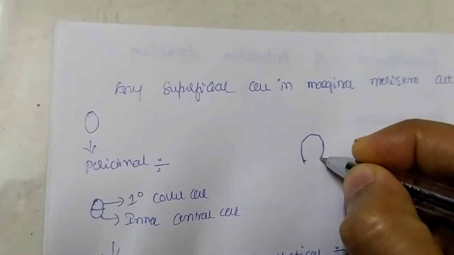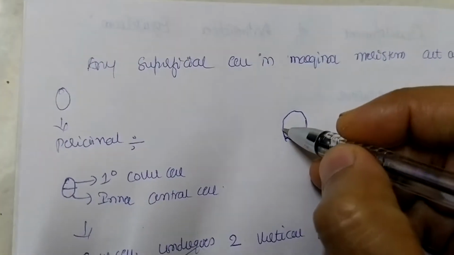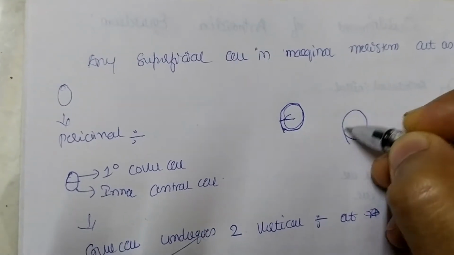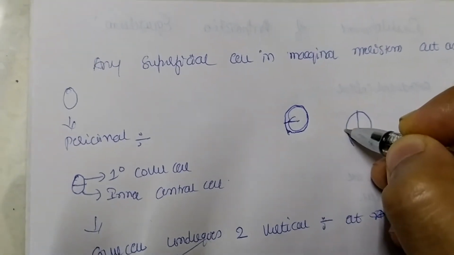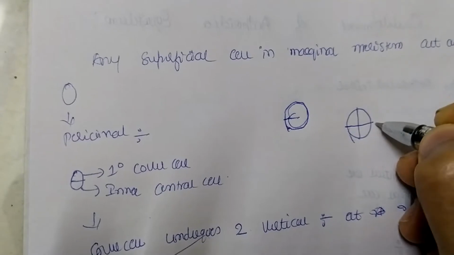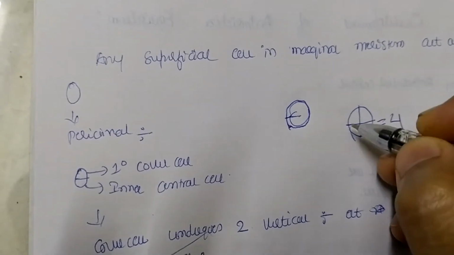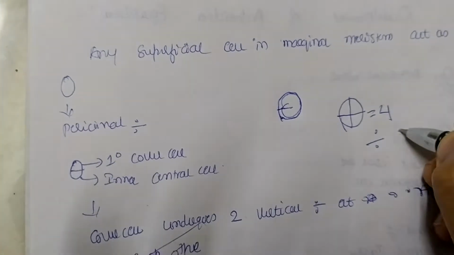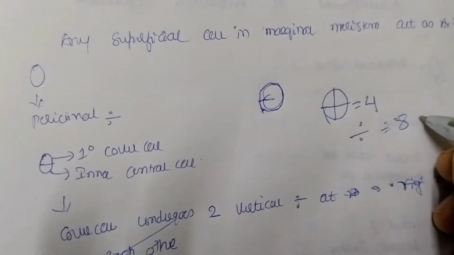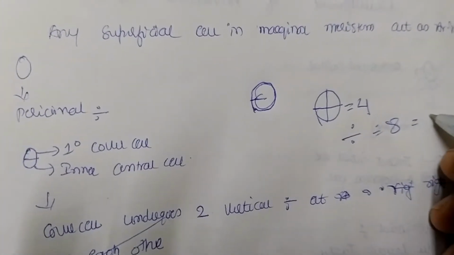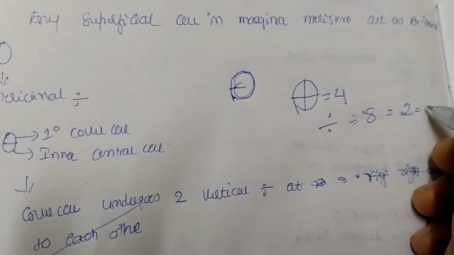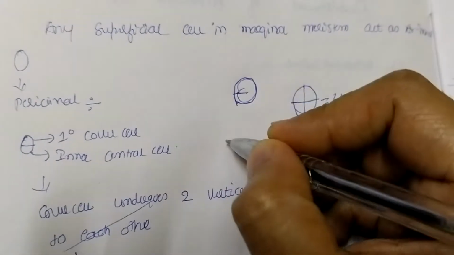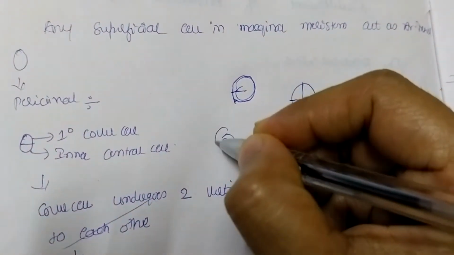This is a primary cover cell. It undergoes first vertical division. Another division will be at right angle to this one, leading to formation of the four cells. Now all these four cells will undergo transverse division, leading to formation of the 8 cells. So we have 8 cells at the end, which are arranged in 2 tiers carrying 4 cells each.